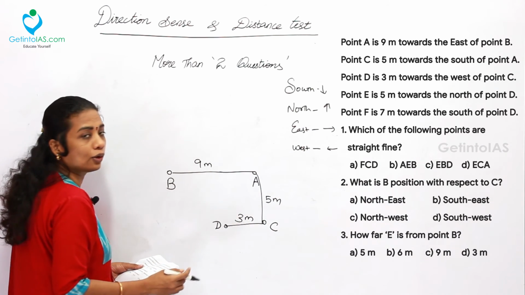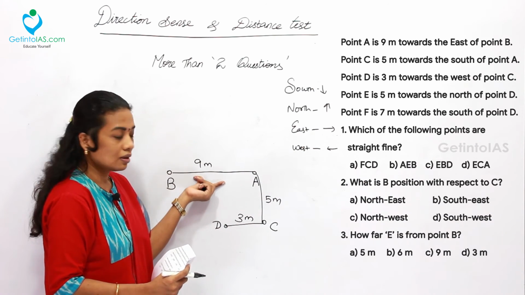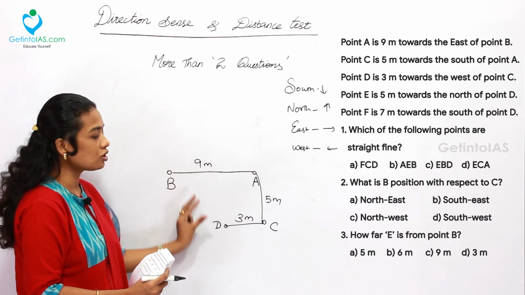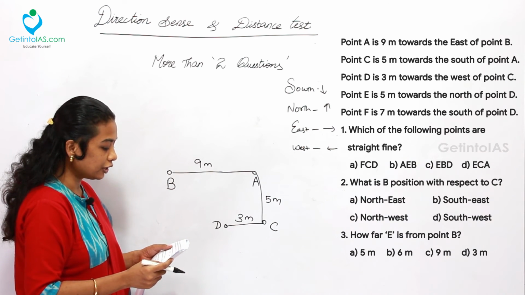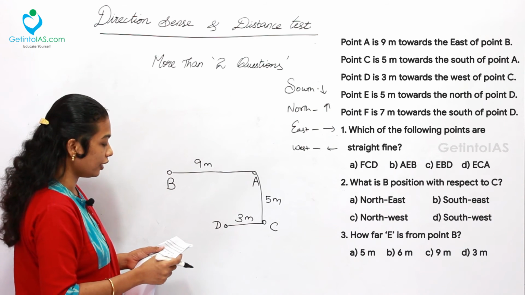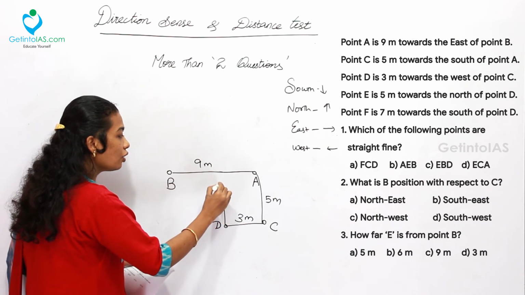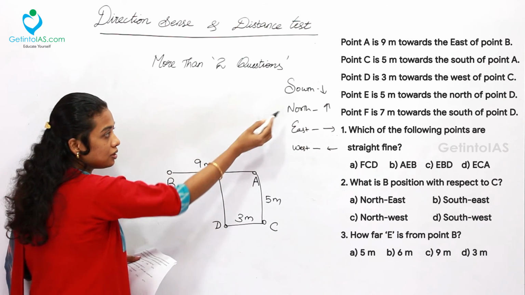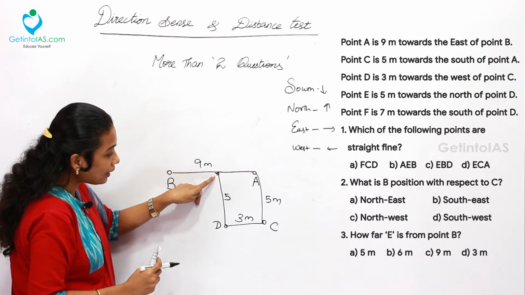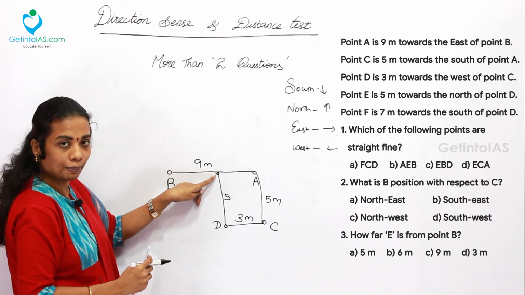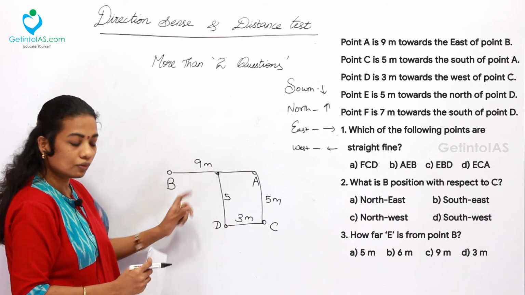D is simply located. So I have taken a simple 3 meter line which is much lesser than the 9 meter line. Approximate distance is enough. Then the next thing, point E is 5 meter towards the north of point D. So 5 meter towards the north of point D, that is upward, north means up. So here this is also 5 meter. So exactly at that point I have stopped. The line will not be extended because this is 5 meter, this is also 5 meter.